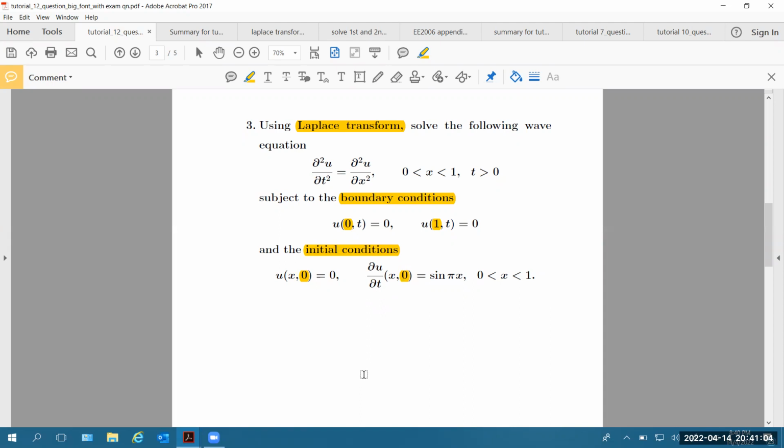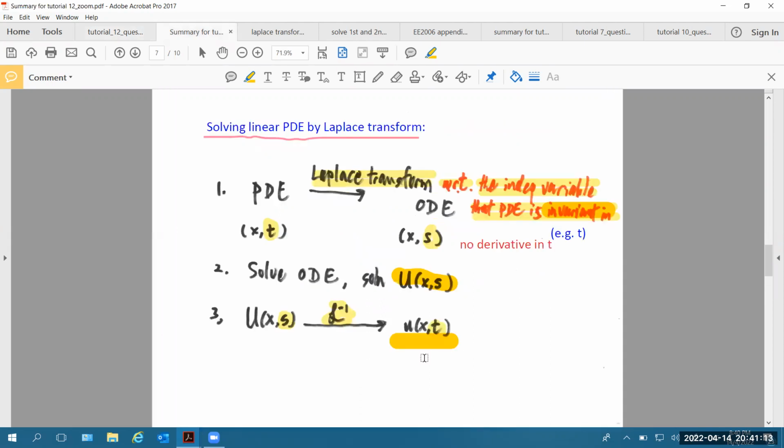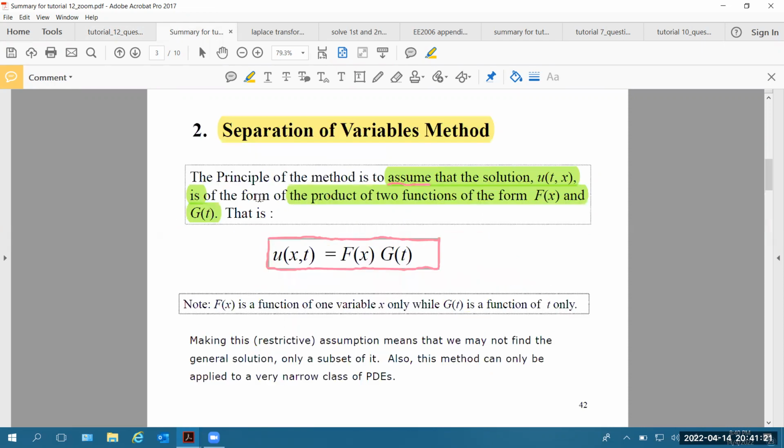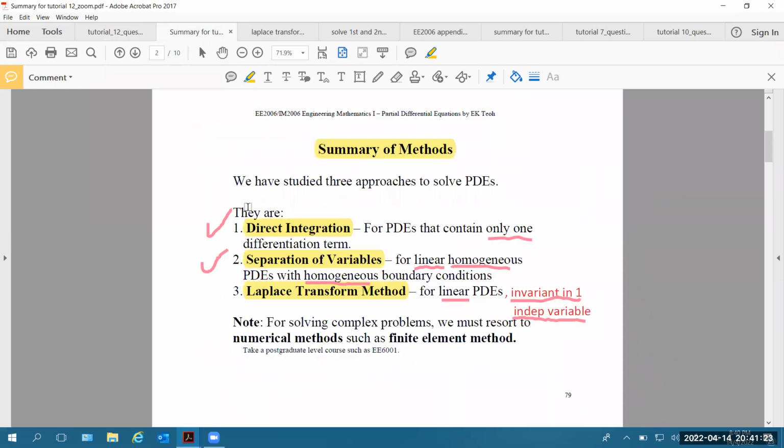Now, you want to do this. They say use Laplace transform, so let's check our summary. The summary is actually in front. Here, we see the Laplace transform method. When do you use this? For linear PDE, and it must be invariant in at least one independent variable.